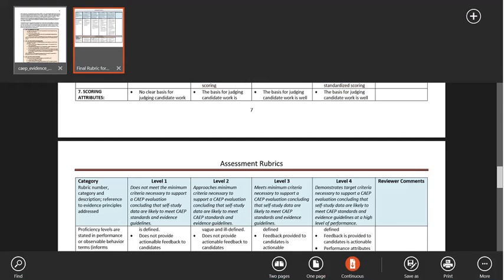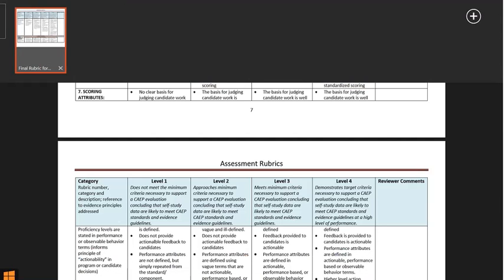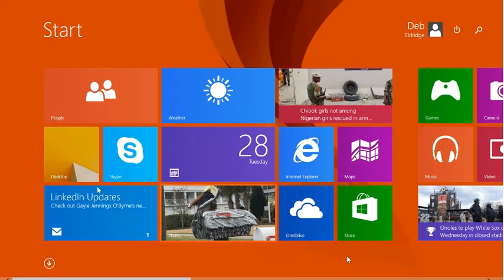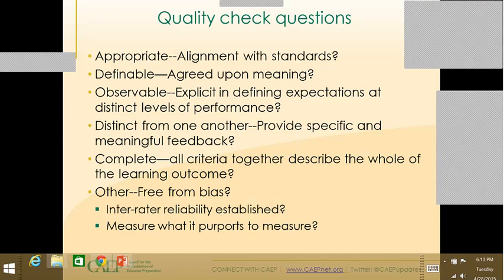Okay, so let me get off of this one and go back to my PowerPoint. Here we go, and see if we have any other questions. Okay, so I hope that answered the inter-rater reliability question. And CAPE's expectation is simply that they will be trained and that there are multiple raters. That's the baseline for CAPE.